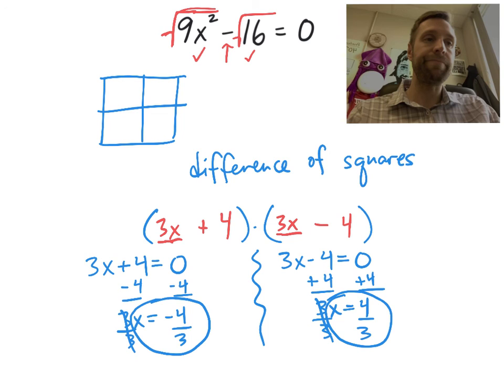So there you go. If it's already factored, you say thank you very much and set it equal to 0. If it is not factored, you've got to factor it, and then you can set it equal to 0.